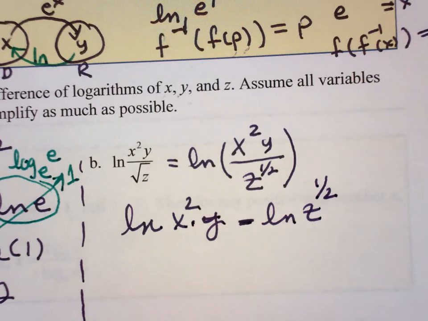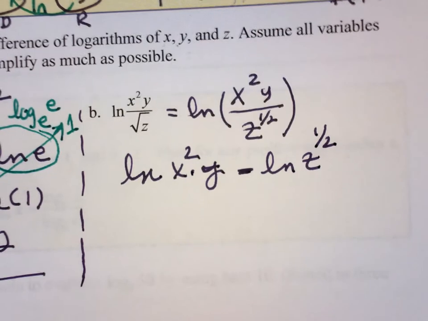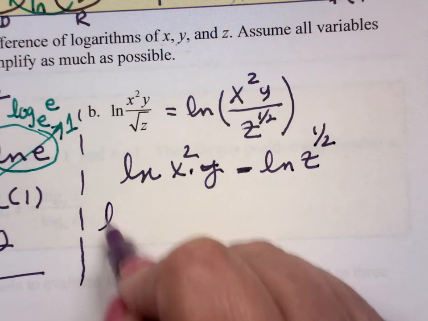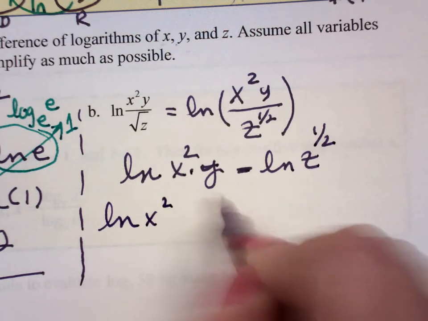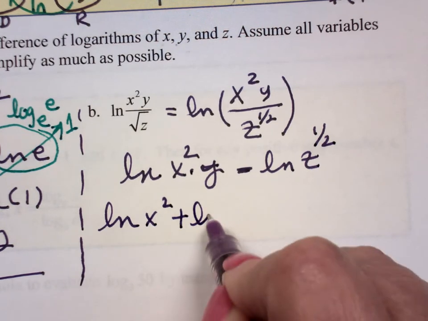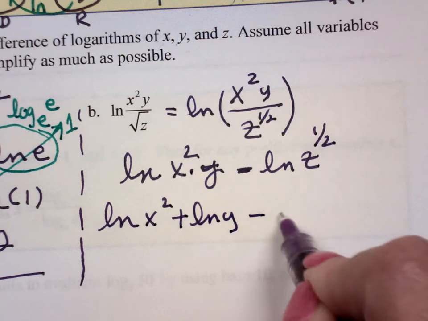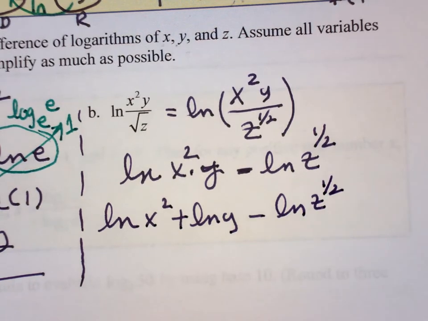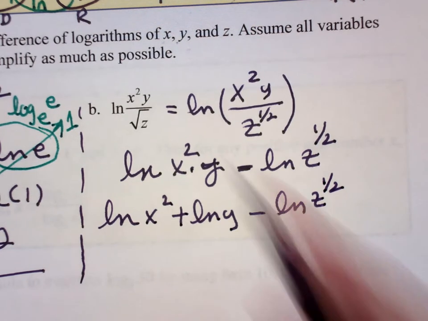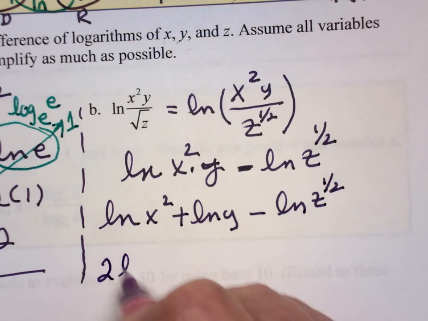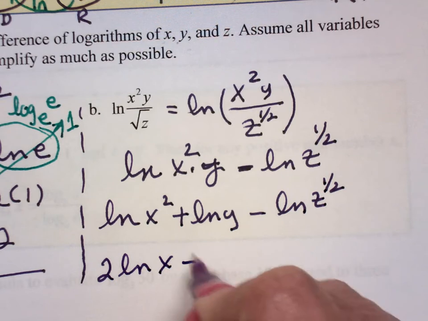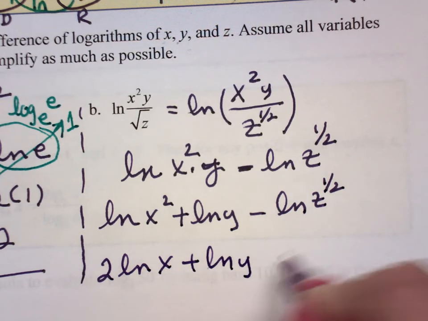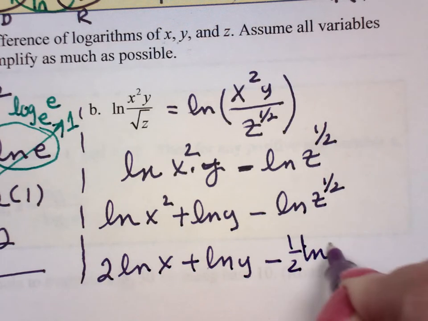This is a product. A product turns into an addition. So natural log of x squared plus natural log of y minus natural log of z to the 1/2. Now what do I need to do yet? Bring the exponents down: 2 natural log x plus natural log y minus 1/2 natural log of z.